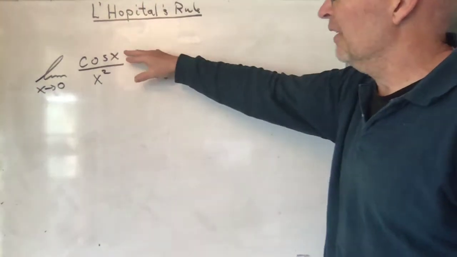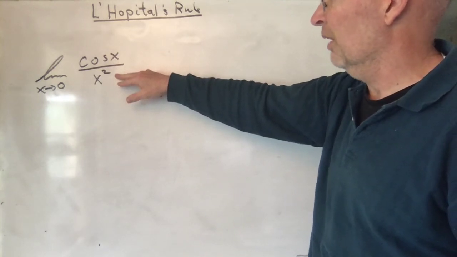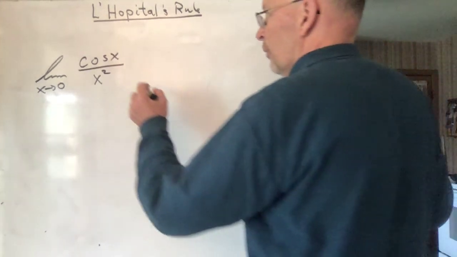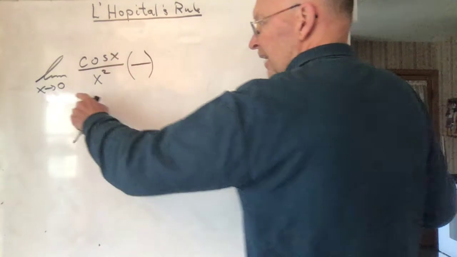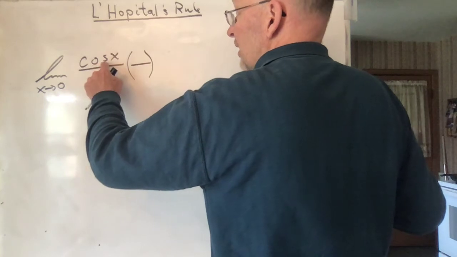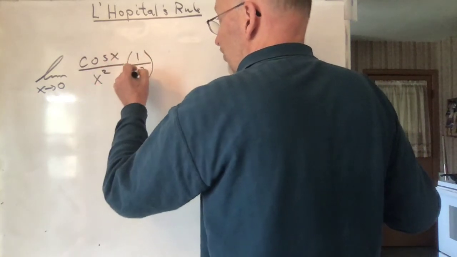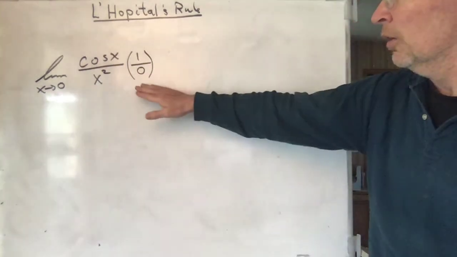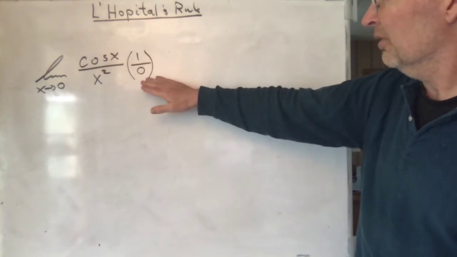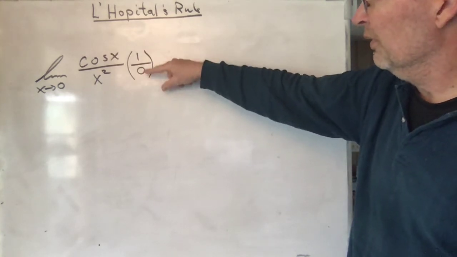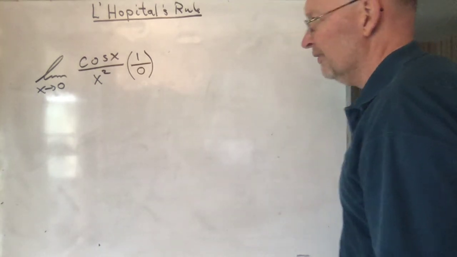Okay, we know what the derivative of cosine is. We know what the derivative of x squared is. But remember, before you use L'Hopital's rule, you need to make sure that it's workable. As x approaches 0, the cosine of x approaches 1, and x squared approaches 0. Whoa! We can't use L'Hopital's rule. That's the bad news. It's not of the form 0 over 0 or infinity over infinity. The good news is we don't have to use it.